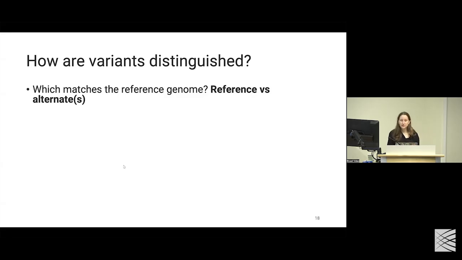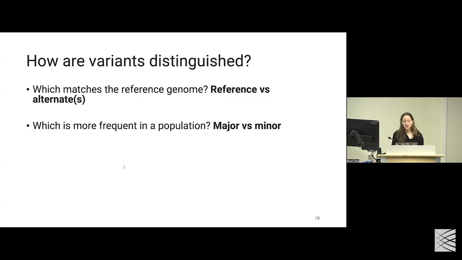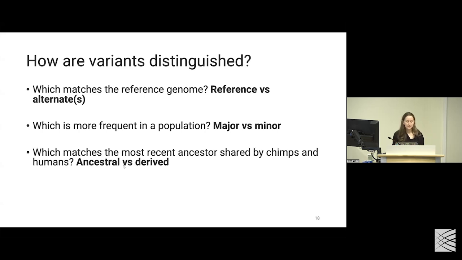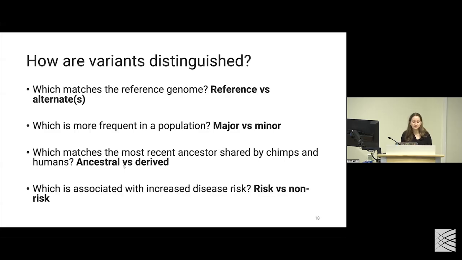We talk about them as reference versus alternate. We talk about them with respect to their frequency in a population of interest. We might call them the major variant or the minor variant. We might talk about them in terms of which variant matches the most recent ancestor shared by a recent species. And with respect to humans, this might be primates or chimps, when we might call this ancestral versus derived.